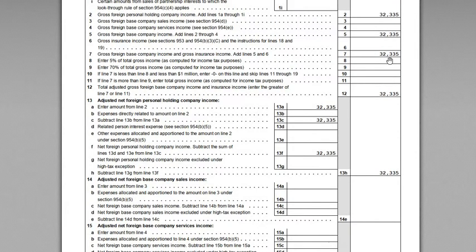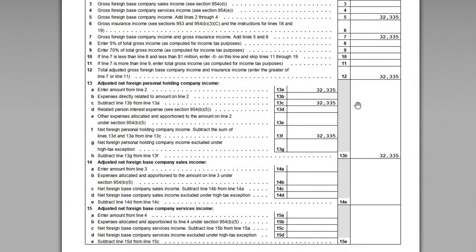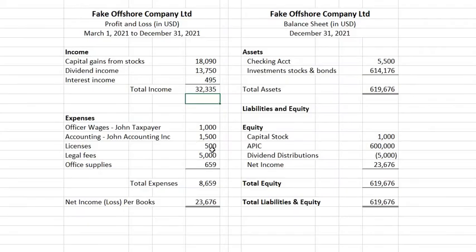When you report gross foreign personal holding company income, this is the Subpart F income on a gross basis. Now, if you have expenses that are directly related to these, or they can be allocated under 954(b)(5), so allocated and apportioned in accordance with those rules, then you can add expenses here that will reduce this gross Subpart F income amount. Now, we have some expenses here: officer wages, accounting, license, legal fees, not too many. But the position that we're taking here is that really none of these are directly allocable to these income types.